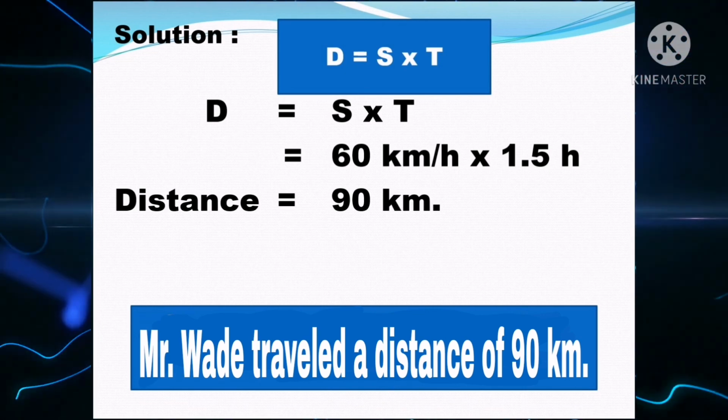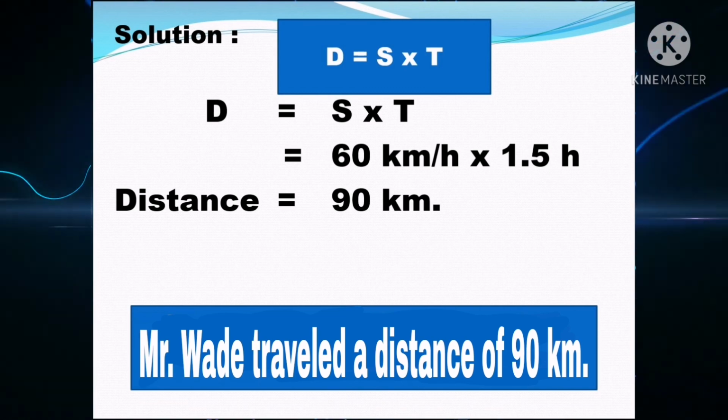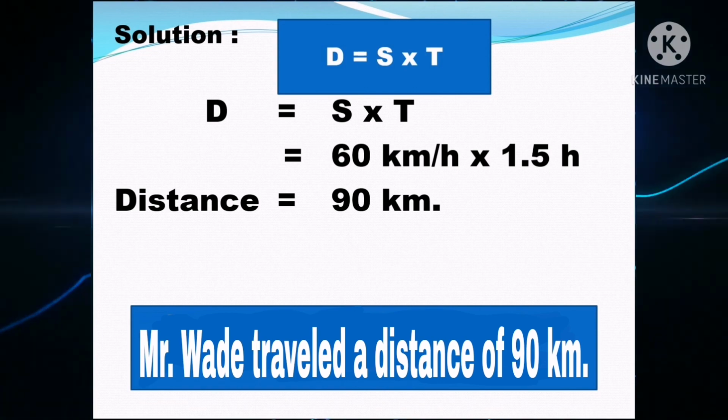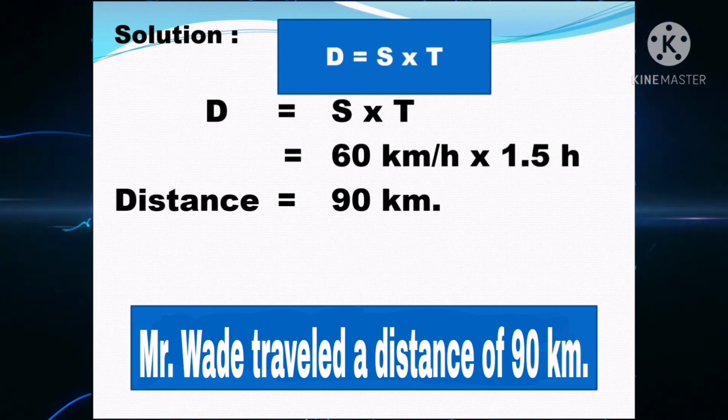So 60 kilometers per hour times 1.5 hours is equal to 90 kilometers. So our remaining unit of measure is the kilometer because we omitted hour, since hour divided by hour is equal to 1. So Mr. Wade travels a distance of 90 kilometers.